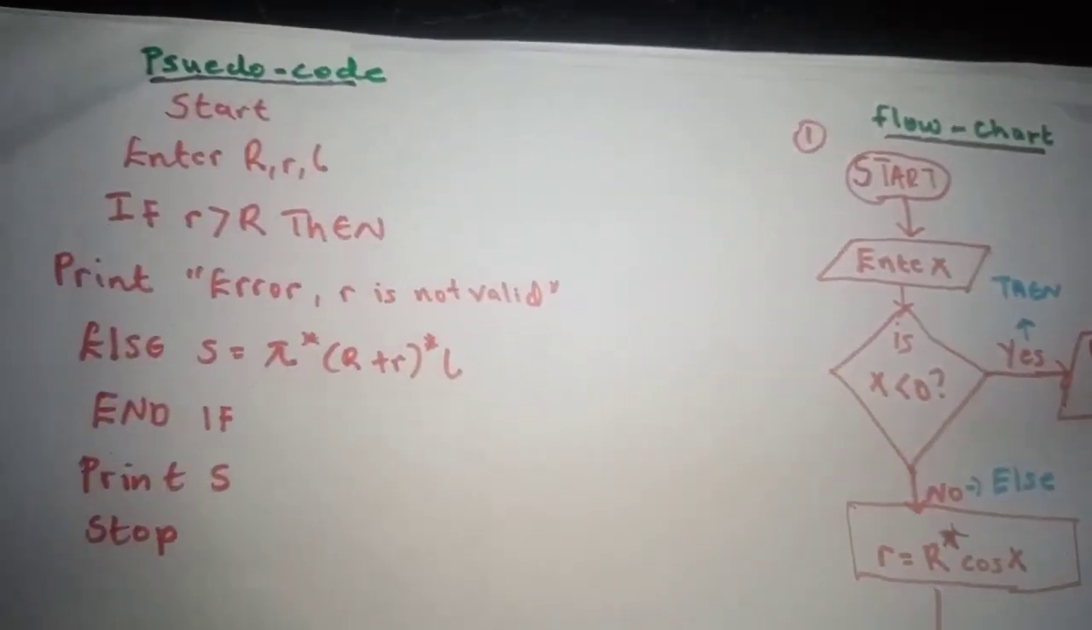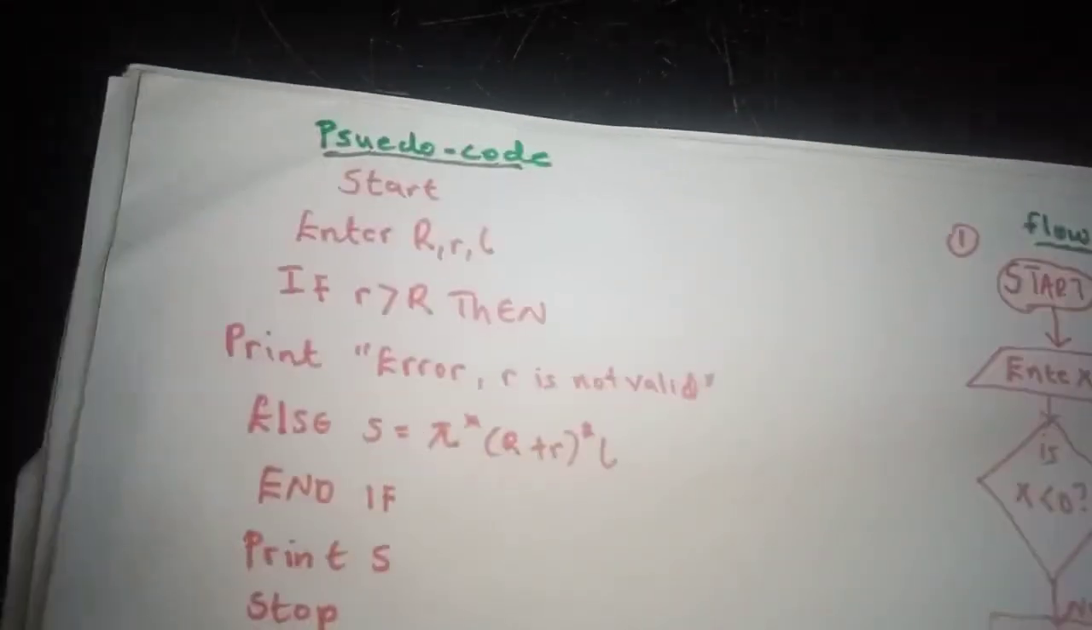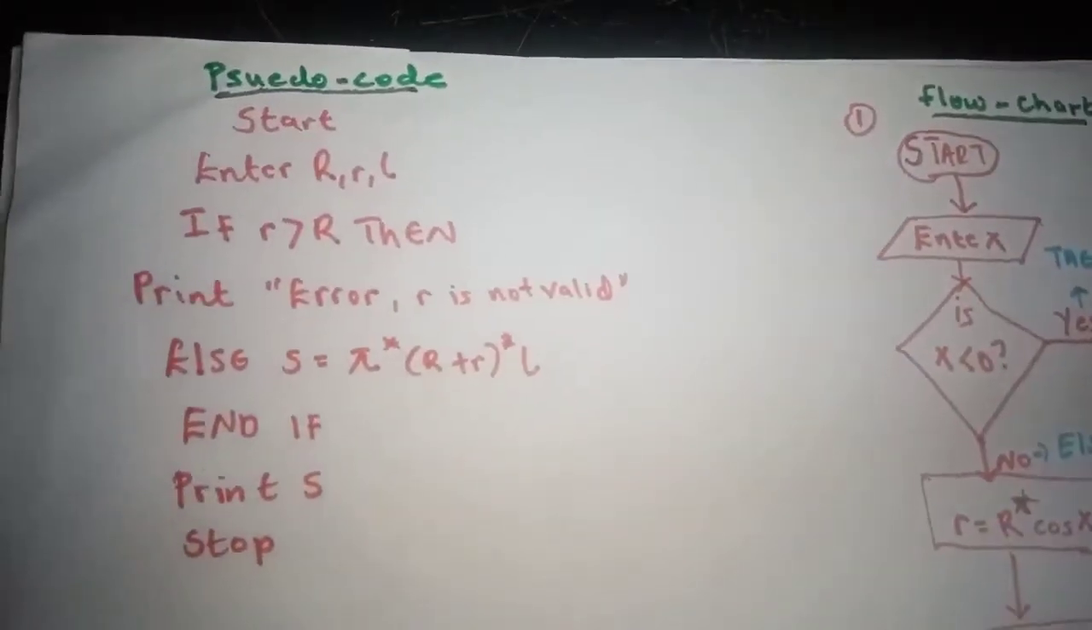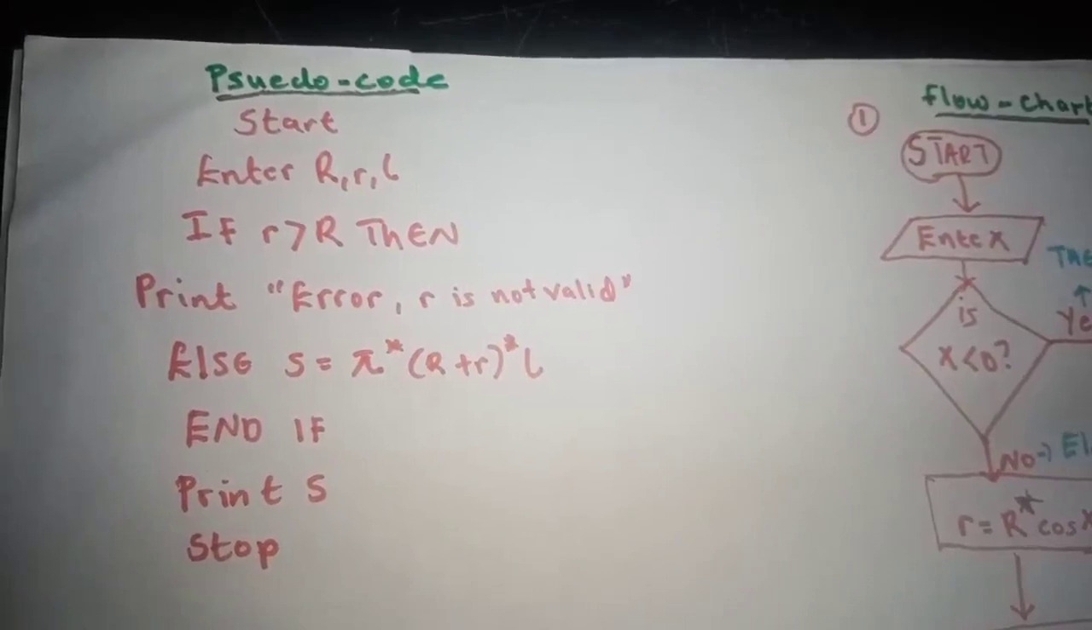So you have start, and have you seen this is similar to what we were doing? It's similar to what we were making here, a pseudocode. Here you are presented with a pseudocode, and in this pseudocode you have to convert this to a flowchart. So you have start.